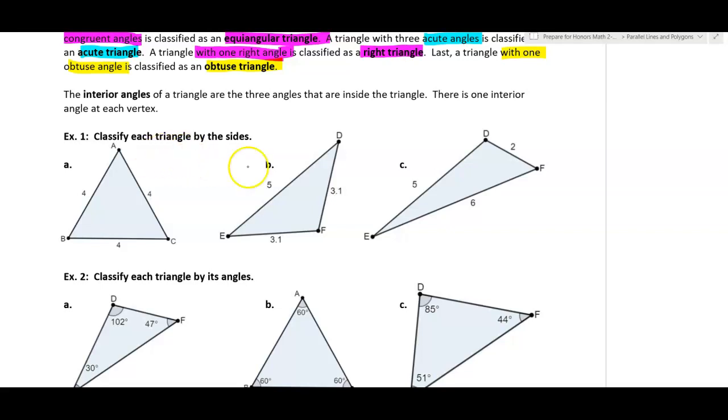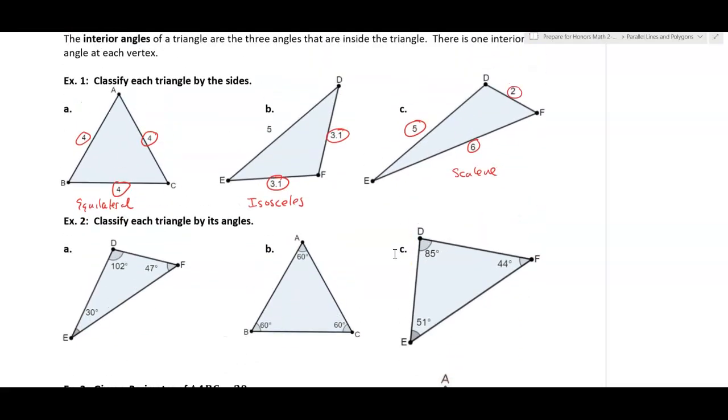So if we had to classify these three triangles by their sides, when I look at the sides here, all three are congruent, therefore this would be equilateral. If I look at letter B, these two sides are congruent, so we would say that is isosceles. And if I look at all three sides, none of them are congruent, therefore we would say this is scalene.